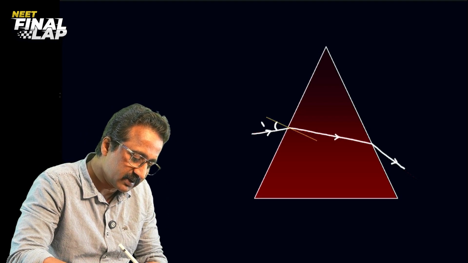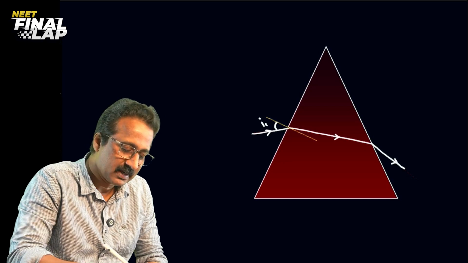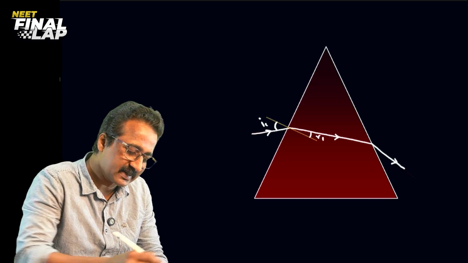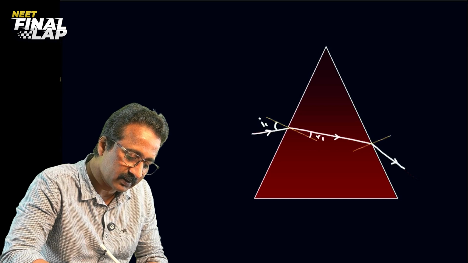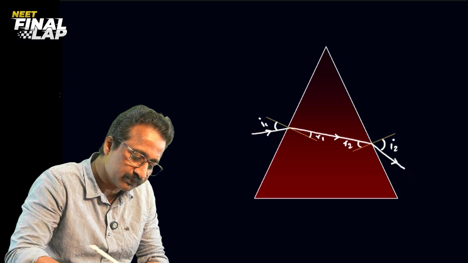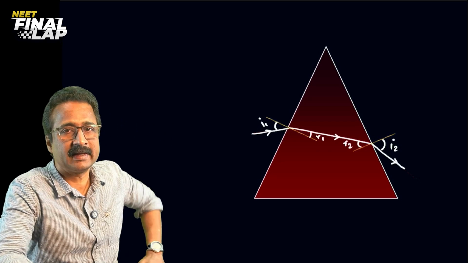I'll call it I1. I'll be regularly calling it I1. And this angle is what we call R1. Similarly, at the second surface also we have a pair of angles, and I'm using this I2 to represent this angle, and this one we consider to be R2. This is the regular way we consider the angles.